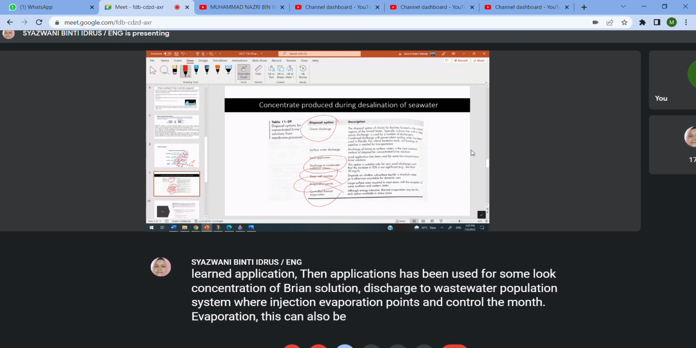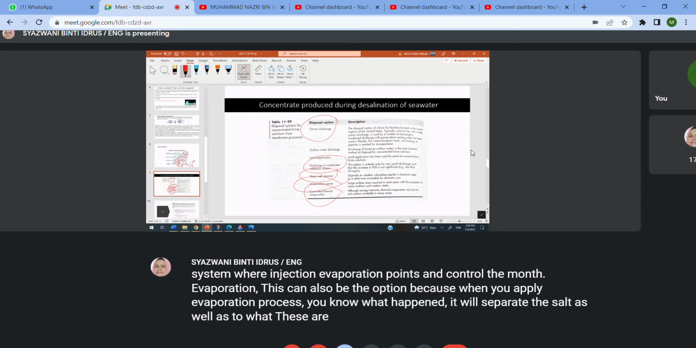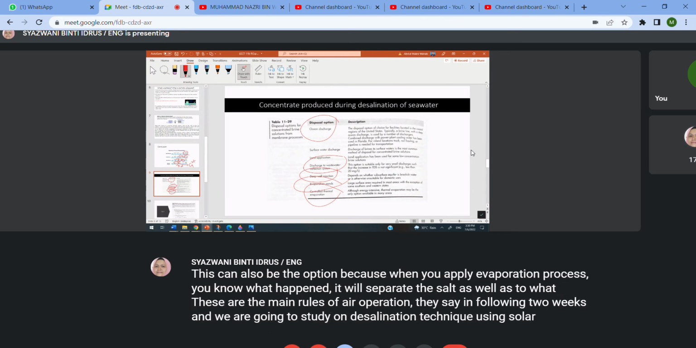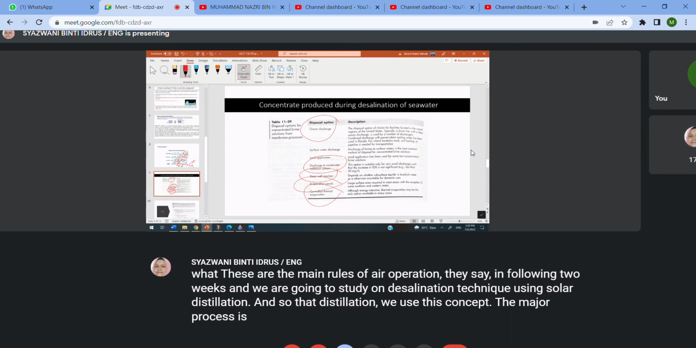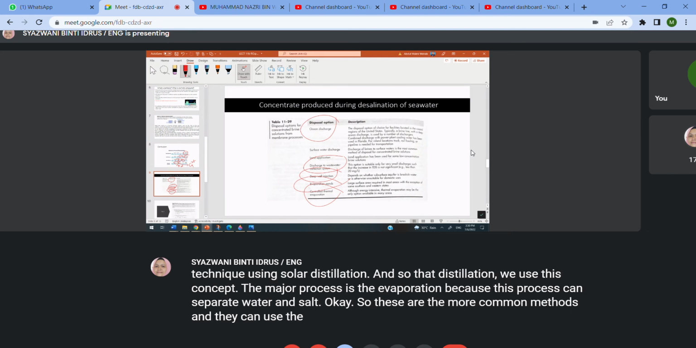This can also be an option, because when you apply the evaporation process, it will separate the salt as well as the water. These are the main roles of evaporation. That's why in the following 2 weeks, we are going to study a desalination technique using solar distillation. In solar distillation, we use this concept. The major process is evaporation, because this process can separate water and salt. So these are the more common methods that can be used instead of reverse osmosis for salt removal.